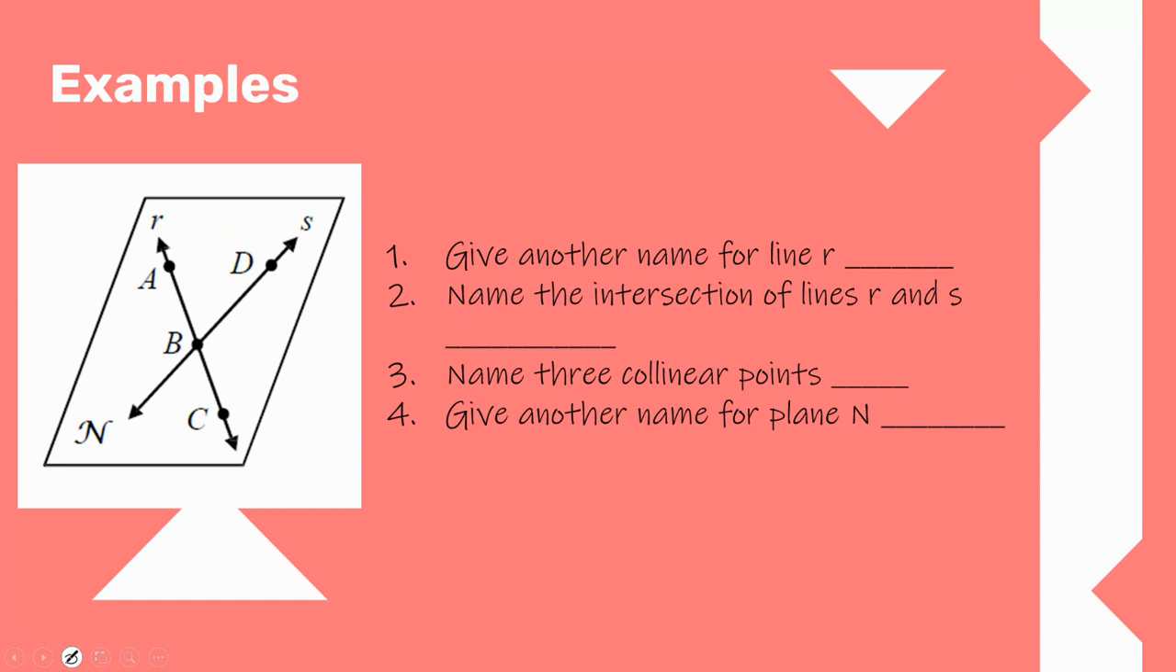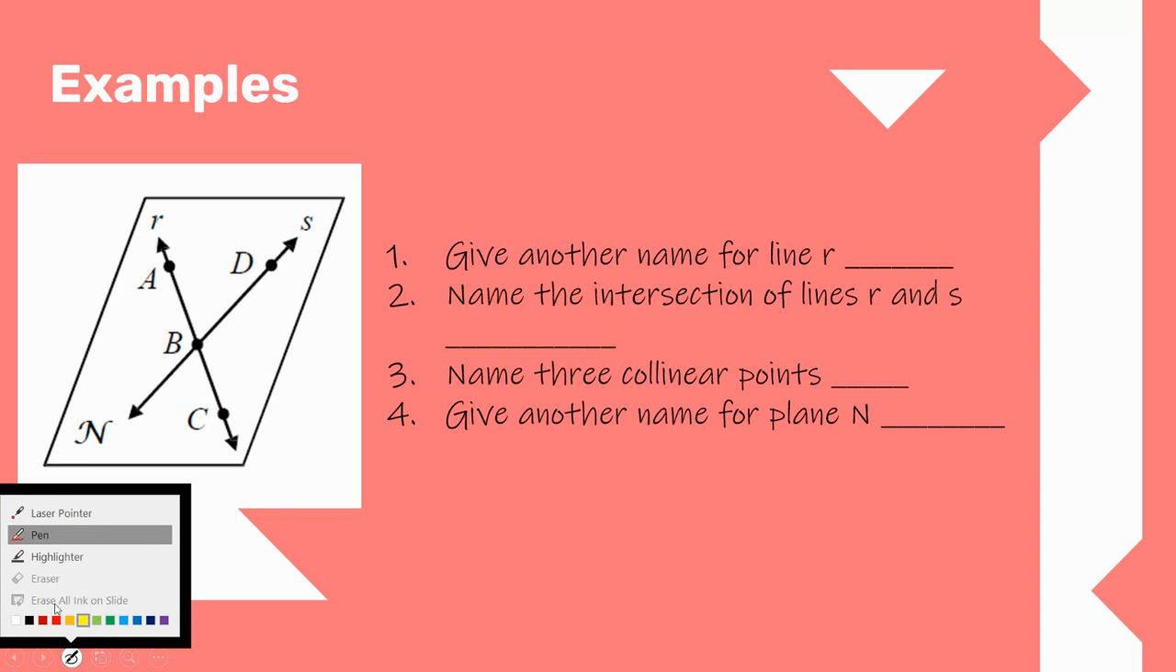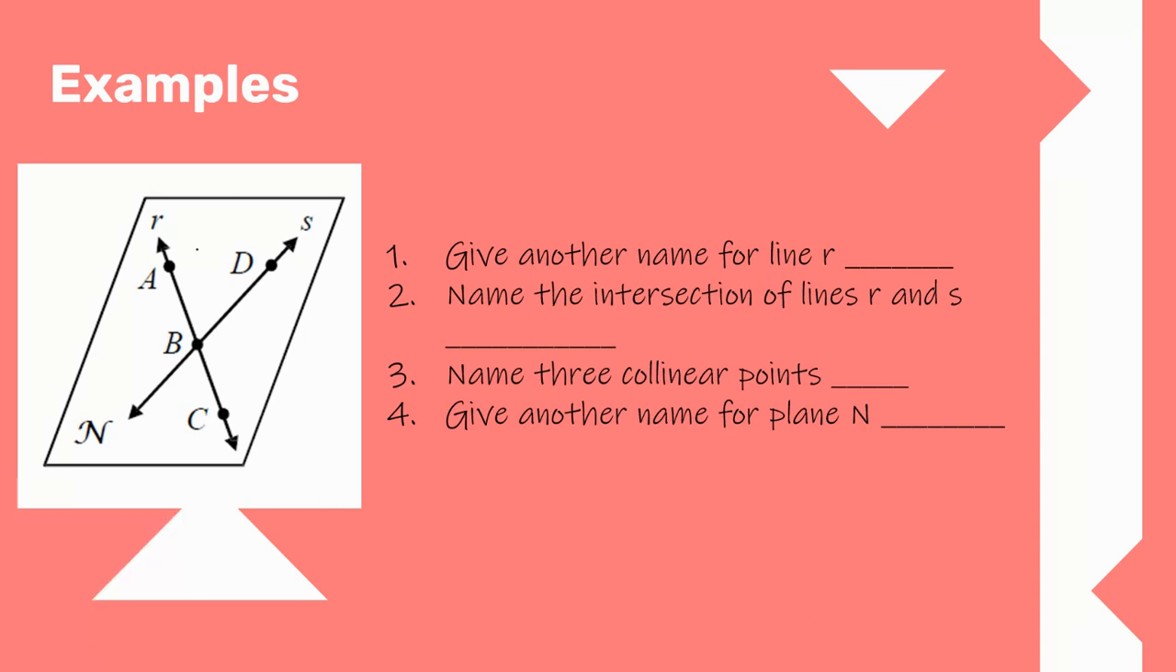Give another name for line R. Here is line R. Let me find a different color. Remember, we can name a line by any 2 points on this line. So we can call this line R, or line AB, or line AC, or any variation of those 3 points. So I'm just going to choose the easiest. This is going to be line AB. Please excuse my writing.